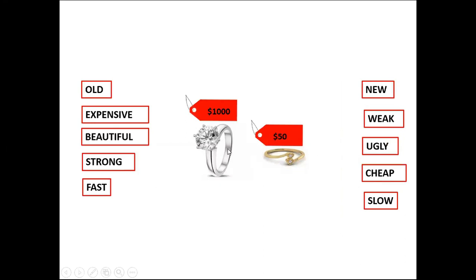This is a ring, and this is a ring. This ring is $1,000, and this ring is $50. So this ring is expensive, right? This ring is expensive. But this ring is cheap, right? $50, so it's cheap.